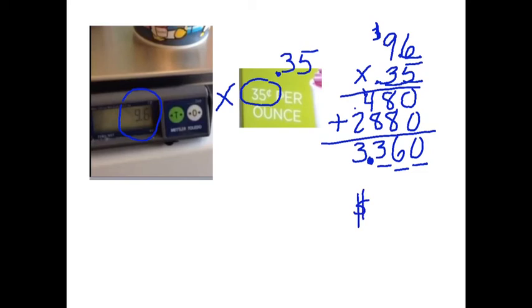$3 and 36 cents. Now if you have a number in your thousandths place, you may have to round to your hundredths place, to your pennies, but in this case we don't have to. So our yogurt, before we pay any tax, is $3 and 36 cents.